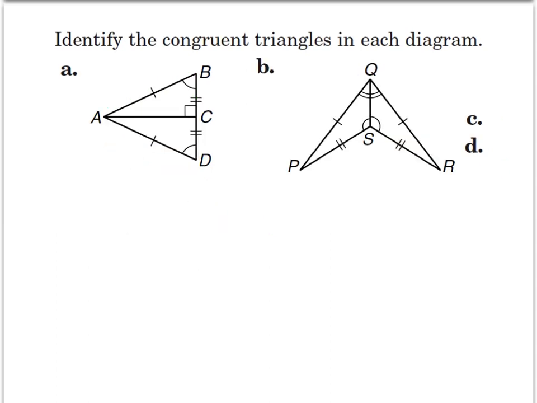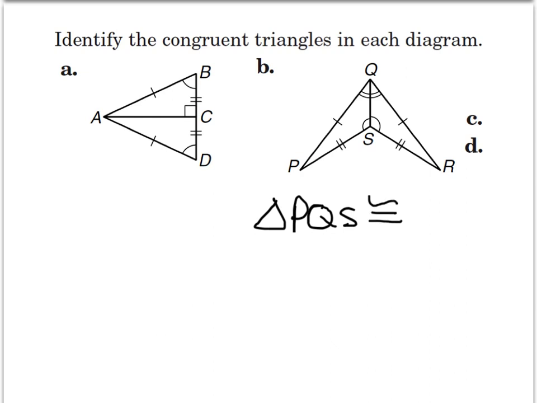Here's another example. We can start with the triangle on the left or the triangle on the right. Doesn't really matter which one you start with. I think I'll start with the one on the left. Let's say triangle PQS. And which one is that congruent to?